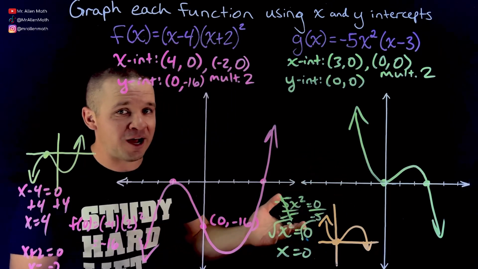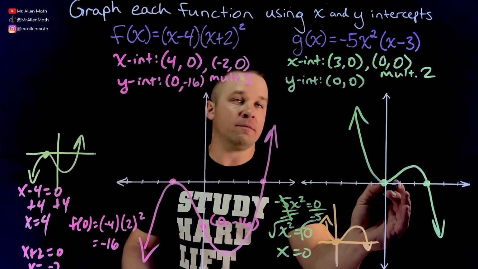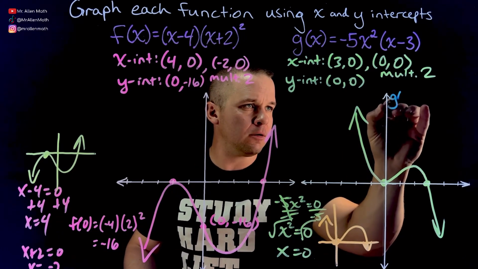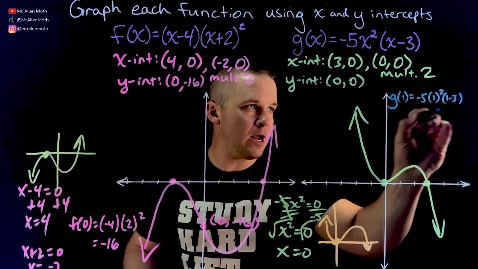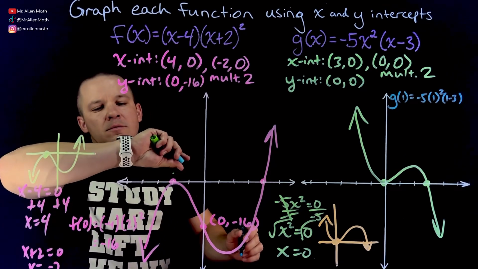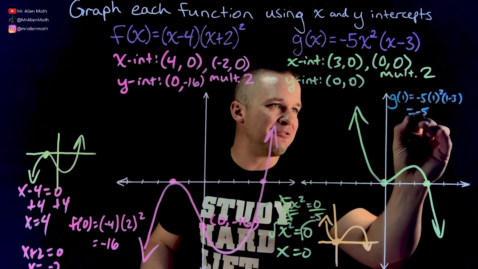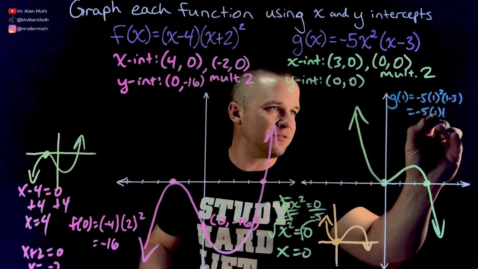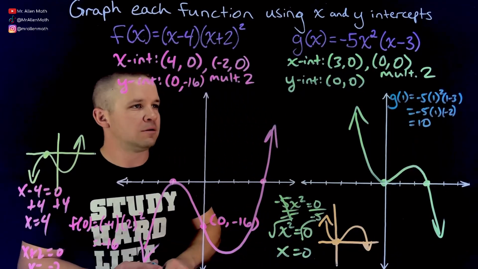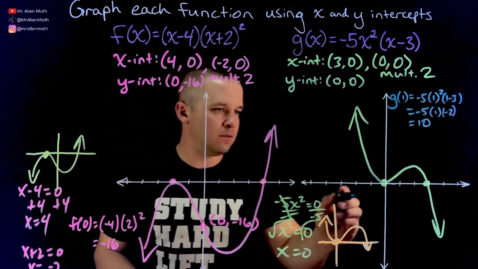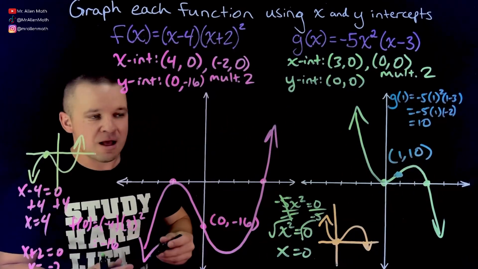Well, how do I find another point? If I have an x value, I can just plug it in, get my y value. Let's do 1. That's an easy number to work with, right? Let's do g of 1. That's going to be -5, 1 squared times 1 minus 3. Hopefully we can still see that. I got negative 5 times 1 times negative 2. That is 10. That looks right. Cool. So we plugged in 1. We'll just put that ordered pair there. 1 comma 10 is an additional point on our graph.